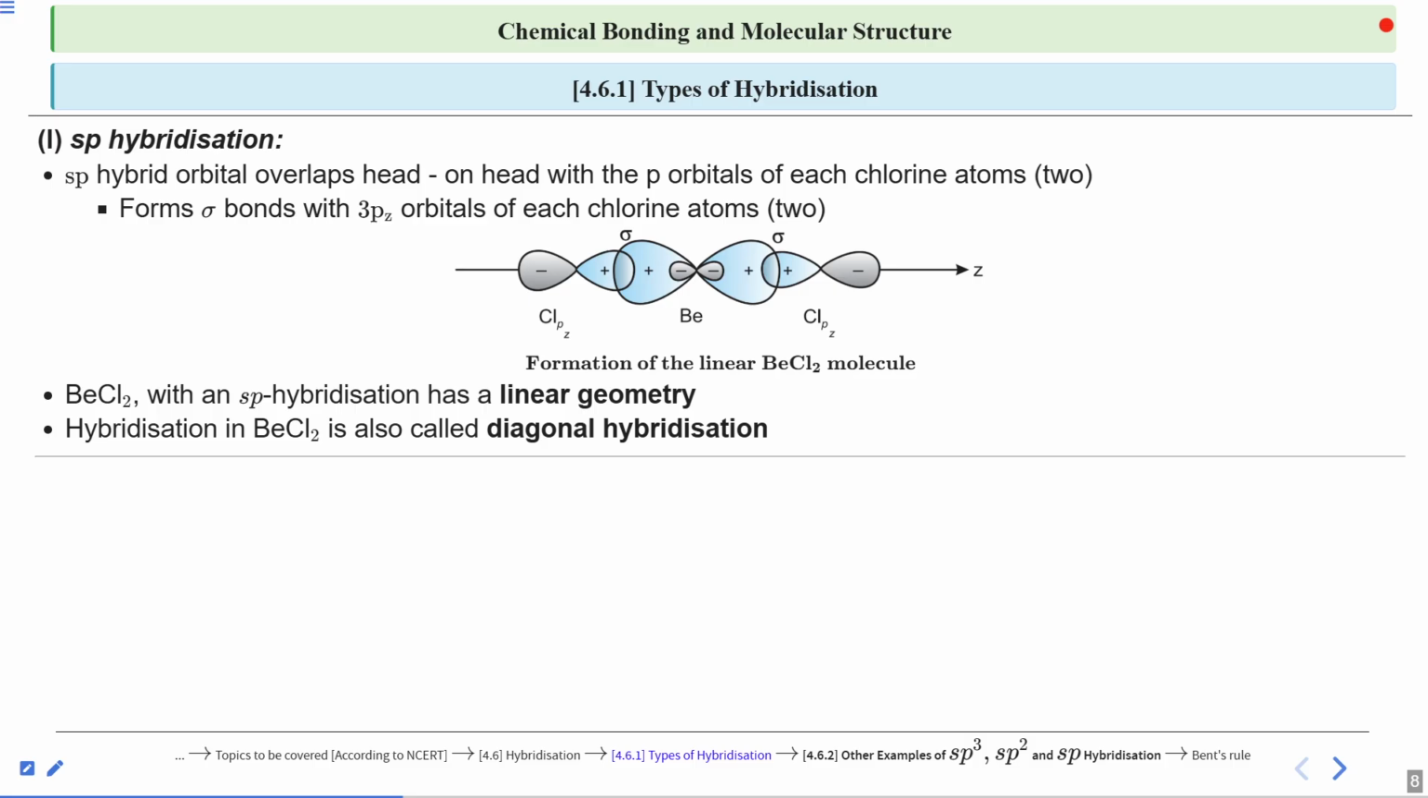Now you can think of more examples that can undergo sp hybridization. And the next question is for you: if it is linear in shape, then what would be the steric number for the given molecule, beryllium chloride? I am leaving this question to you.